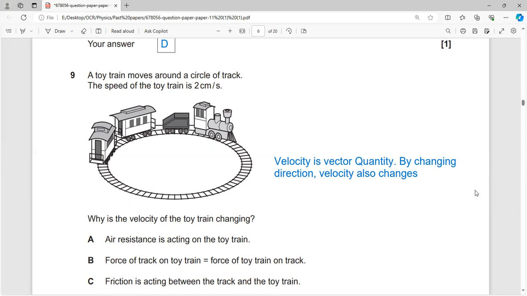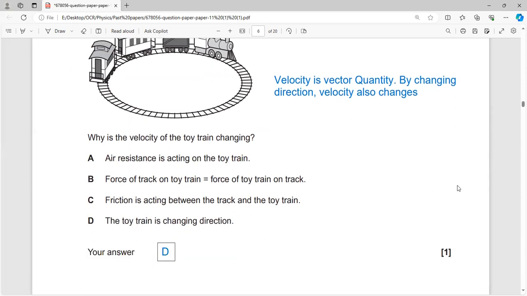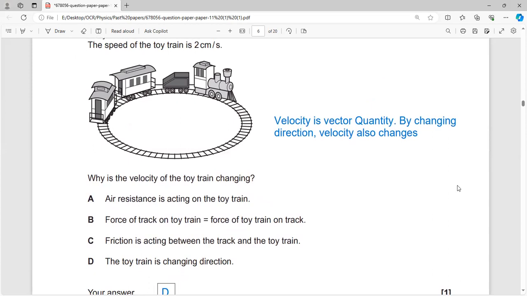Why? Because this train is moving in a circular path, and in a circular path, at every moment the train is changing its direction. So that's why, by changing direction, its velocity is changing. So D is our correct option here. The toy train is changing direction.